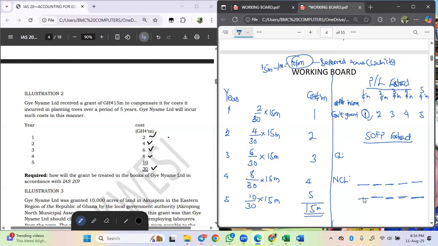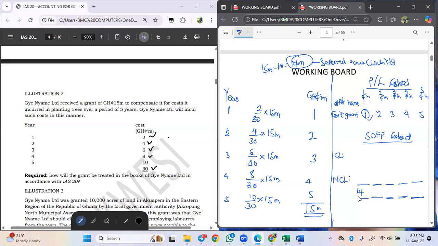Okay. So it's left with 14 million. This 14 million is what you are going to split to what? Current and non-current liability. And this is where sometimes people get confused. Okay. People get confused here. So let me use this simple approach that will help you to capture this thing fast.